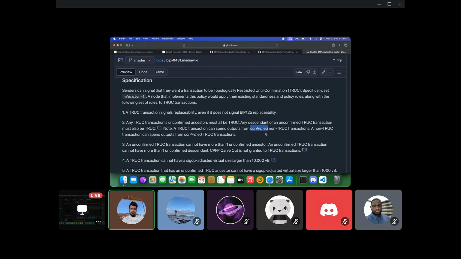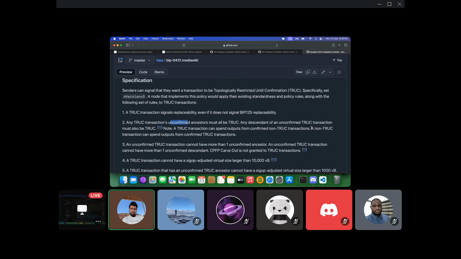So a truck transaction can have parents or ancestors which are non-truck, but the condition being they are confirmed. If they're unconfirmed, they have to be truck. A truck transaction can have only truck ancestors if they're unconfirmed, but if its ancestors are confirmed, then they can be truck and they can be non-truck.